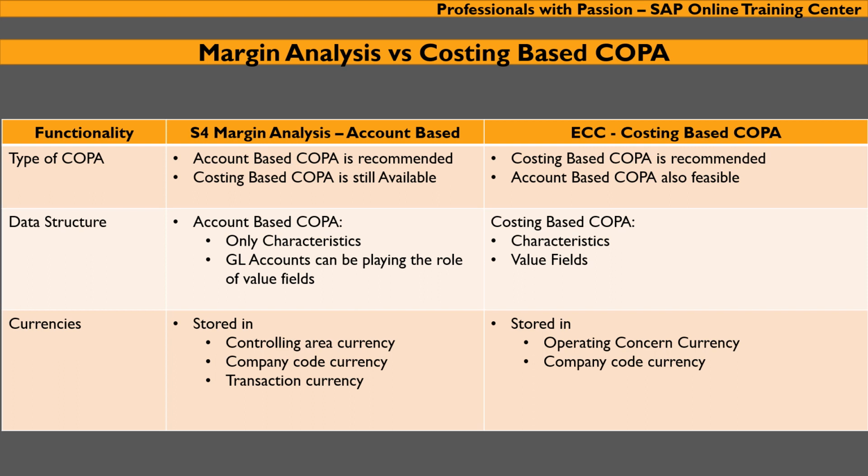And currencies. If you are using account based COPA, we can store the currencies in three levels. If you post the document, we can find the currencies in three levels. That is what we need to understand. If you are using costing based COPA, we can find the documents in operating concern currency and the company code currency. These currencies we can define while creating the operating concern, where we can select the type of currency which we are going to use.